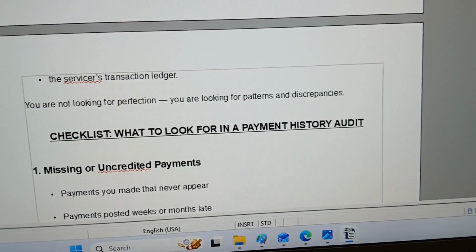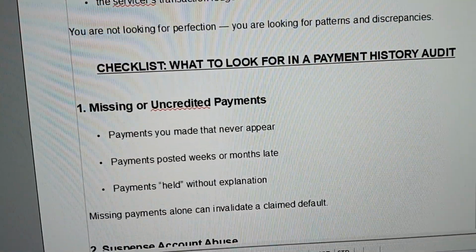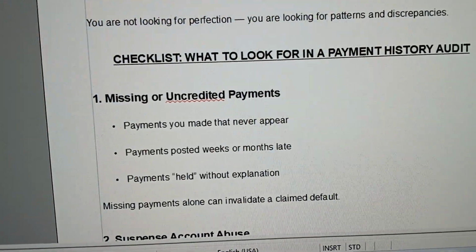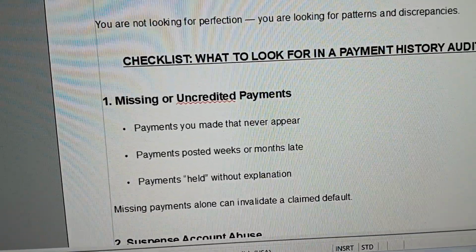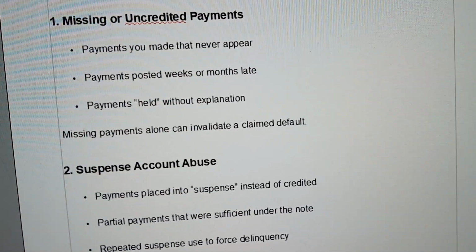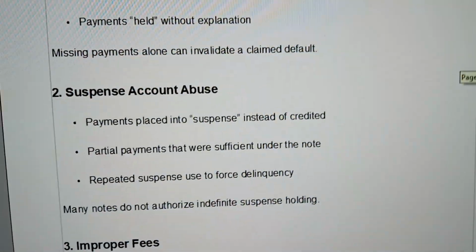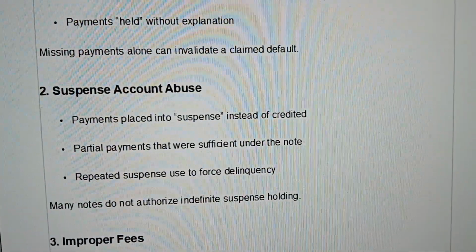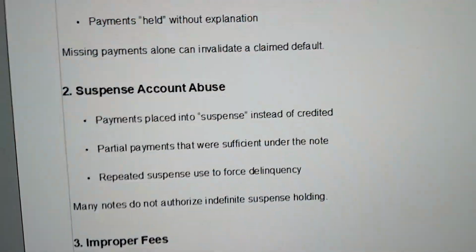Checklist: what to look for in a payment history audit. Missing or uncredited payments: payments that you made that never appear, or payments posted weeks or months late, or held in a suspense account without explanation. Missing payments alone can invalidate a claimed default. Did you know that? Suspense account abuse is another thing. They did this with me as well. Payments placed into suspense instead of credited, partial payments that were sufficient under the note, and repeated suspense used to force delinquency.